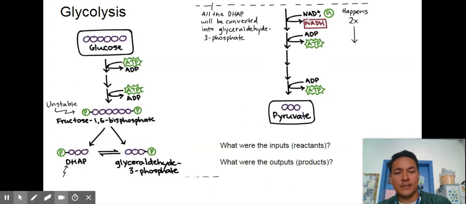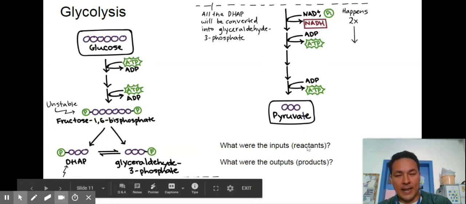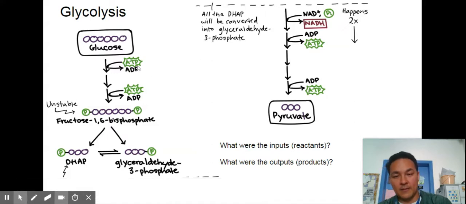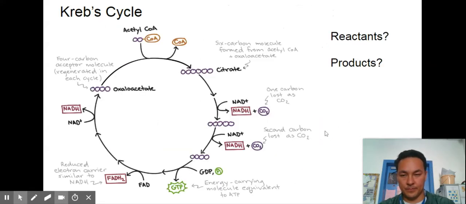You're also going to take 2 NAD plus and make 2 NADHs. Once again, don't worry about the numbers, but the inputs or the reactants will be glucose, ATP, right? Because it has to go in. You're going to get out ATP as well. NAD plus is going to go in. That's an input, and then you're going to get out NADH, or that is an output. All right, so you can practice that, and we'll practice that in class with our last review sessions.